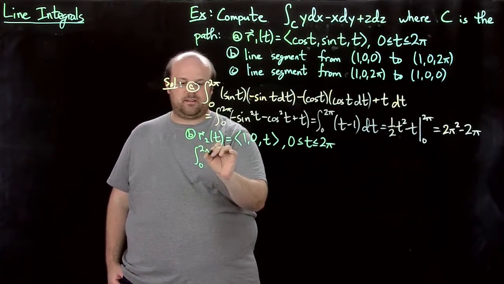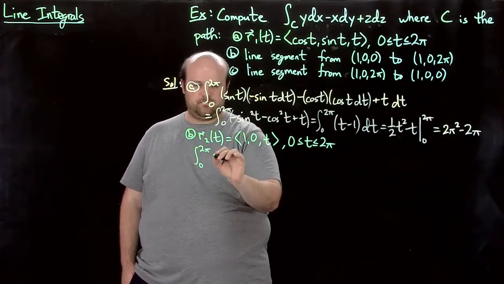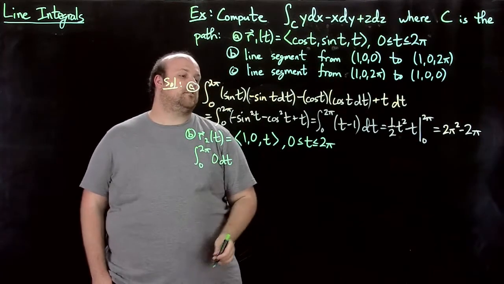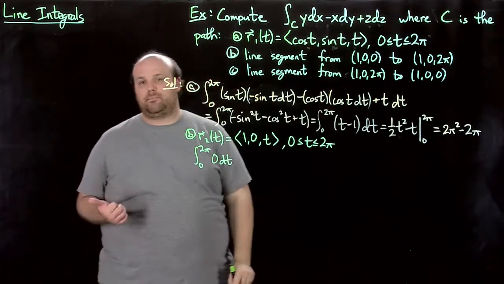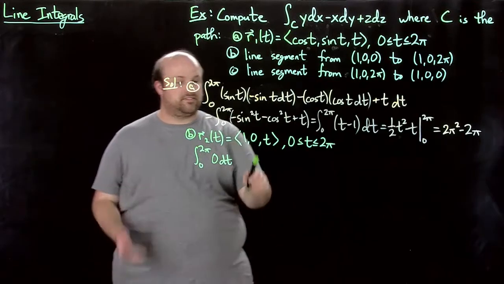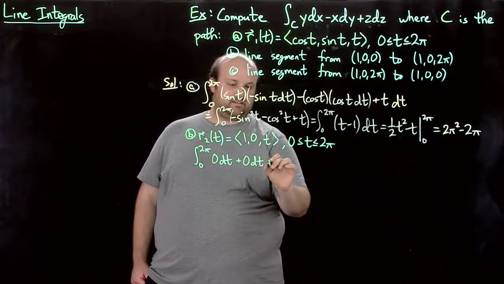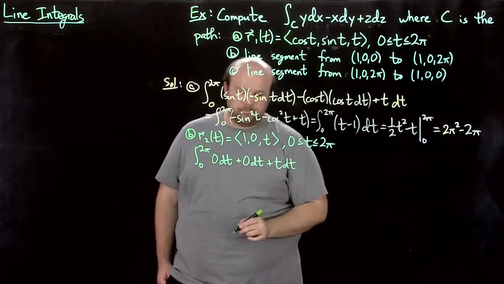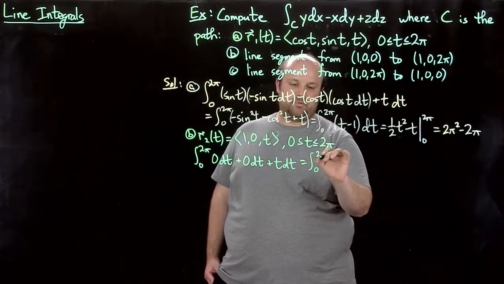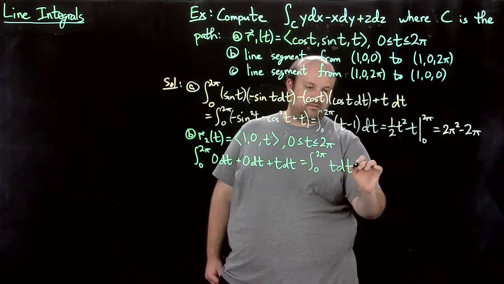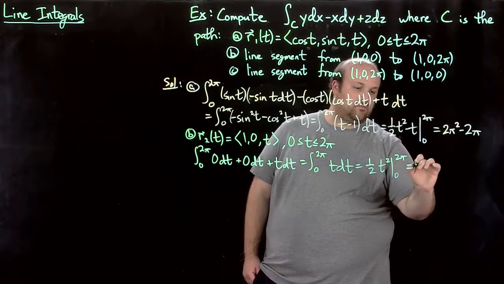So 0 to 2 pi, well, y is 0, so that first thing is 0 dt from the first one. x is 1, but dy is y prime dt. Well, y prime is also 0, so plus 0 dt. And then we get t dt again here. So this is just the integral from 0 to 2 pi of t dt, which is 1/2 t squared from 0 to 2 pi, which is 2 pi squared.